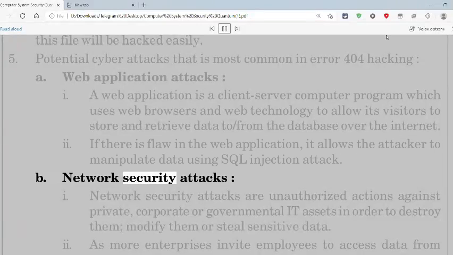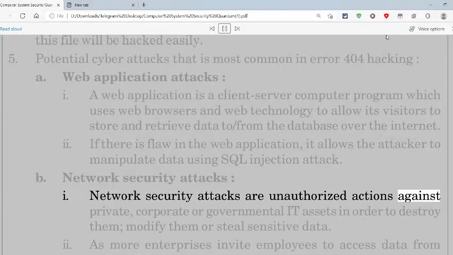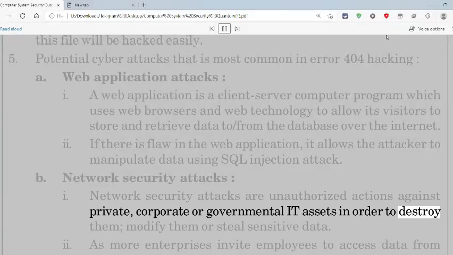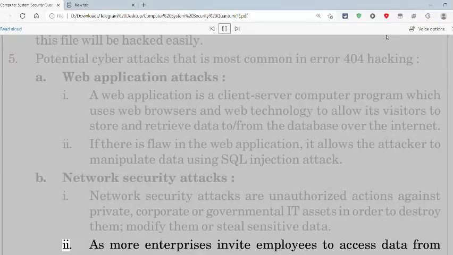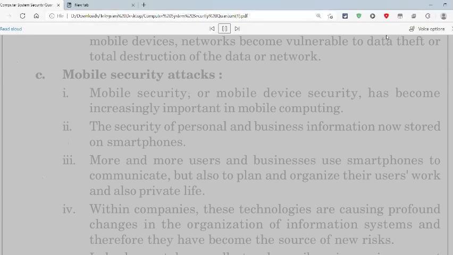B. Network security attacks. Network security attacks are unauthorized actions against private, corporate, or governmental IT assets in order to destroy them, modify them, or steal sensitive data. 2. As more enterprises invite employees to access data from mobile devices, networks become vulnerable to data theft or total destruction of the data or network.